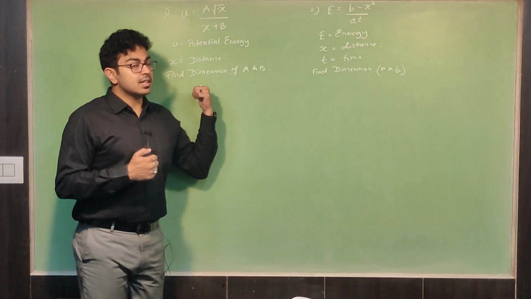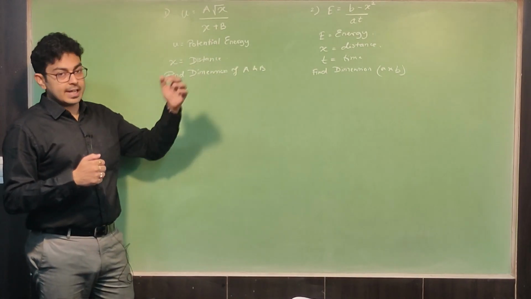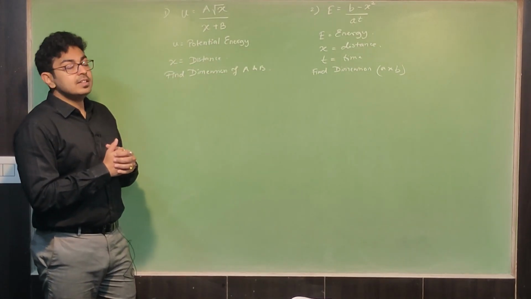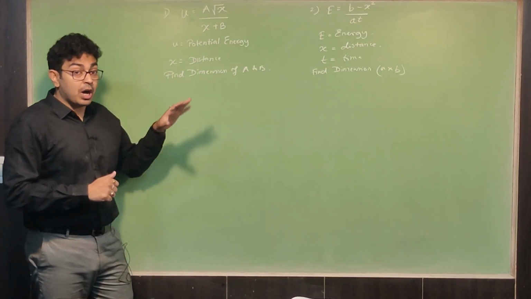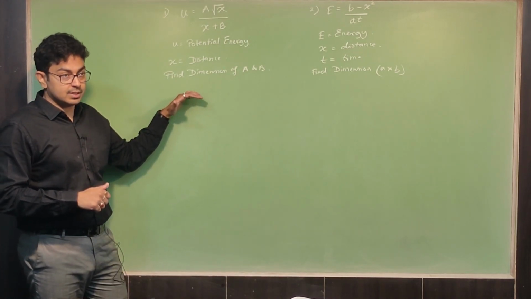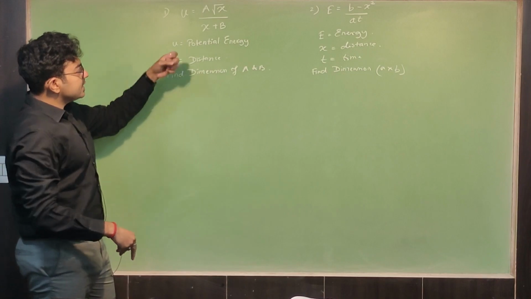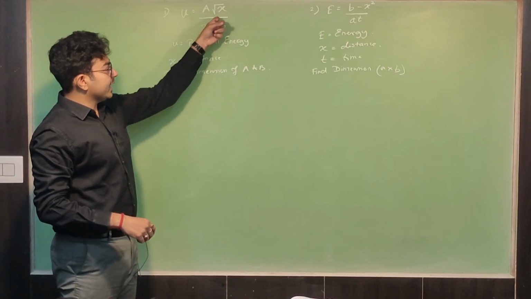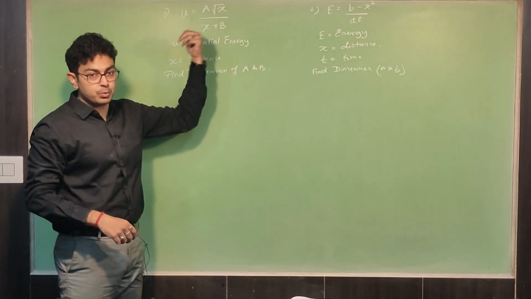Now, here are 2 numericals I have given, right? We are going to understand with the principle of homogeneity how to solve this type of numericals. Let us see. What is given? U is equal to A root x by x plus b. A given equation is there.